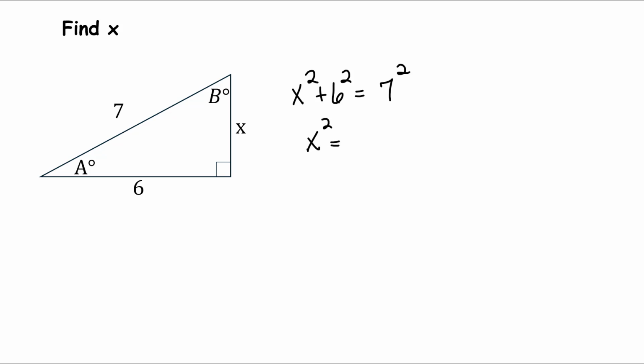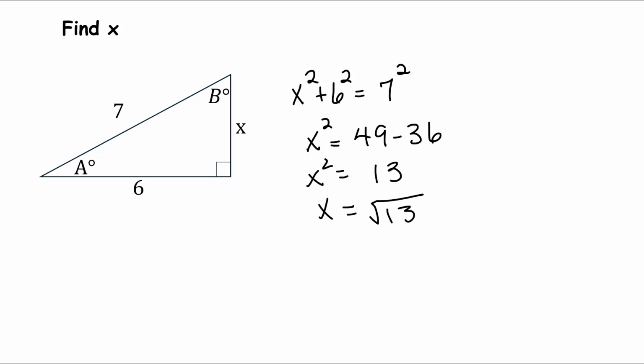So you would have x squared is equal to 49 minus 36, and that is going to be 13. So that would mean that x squared is 13, so x would be the square root of 13. Now, where I'm going to go from here is to say that if x squared equals 13, then x would have to be the square root of 13 because the square root of 13 squared is 13.